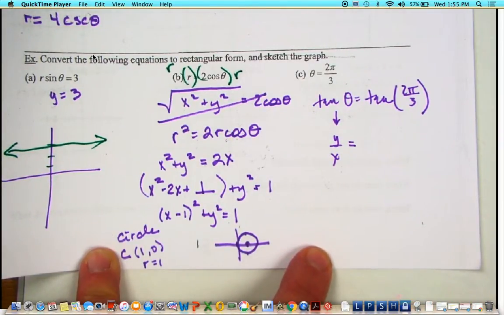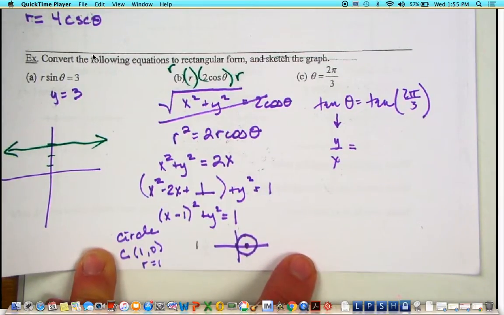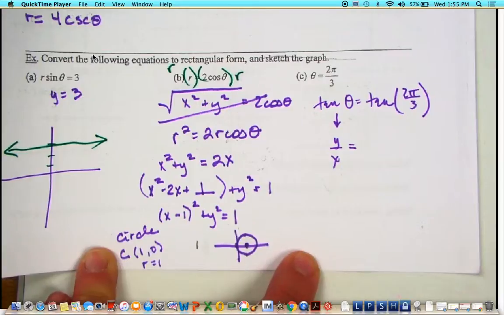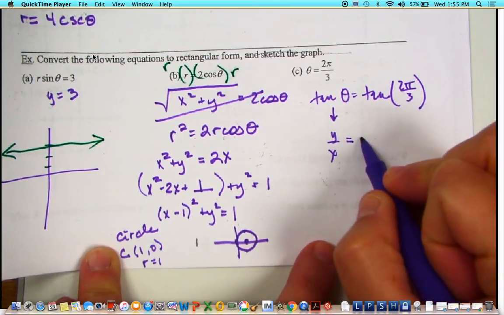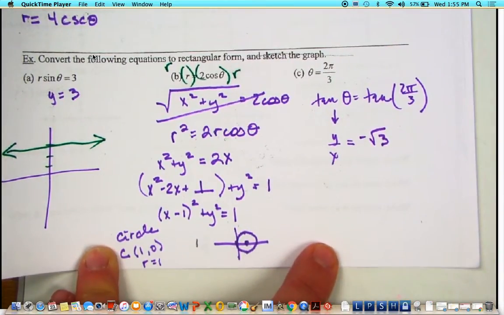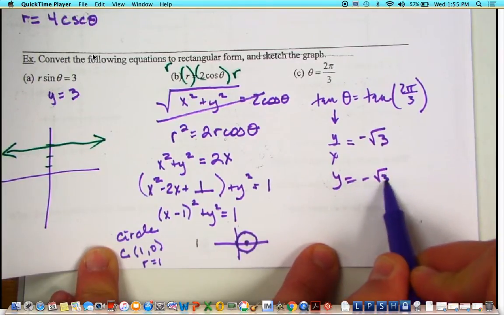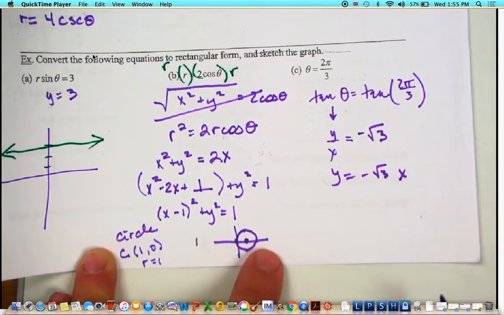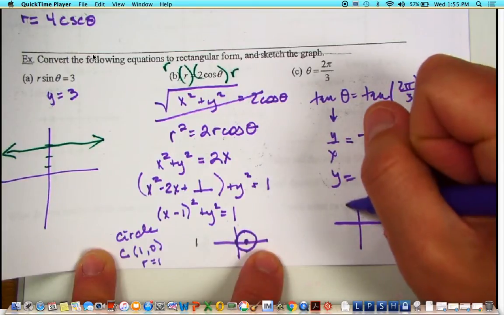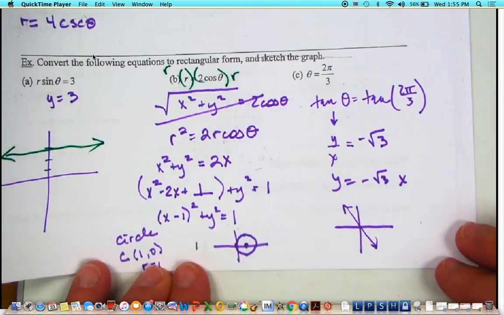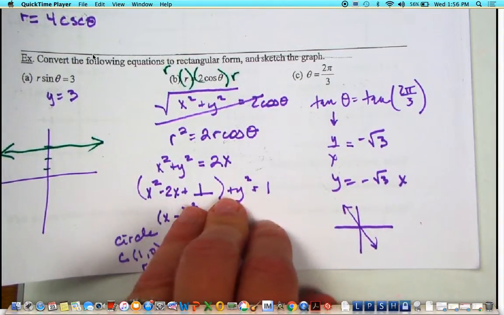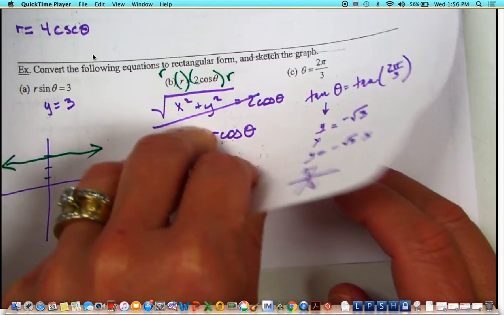And what is the tangent at 2 pi thirds? Negative square root of 3. So y is negative square root of 3 x. So what's that the equation of? A line with a slope of negative square root of 3. Okay, so there's some basic review.